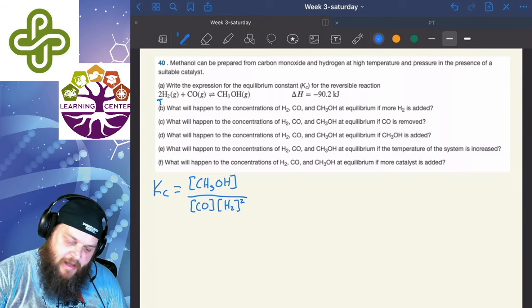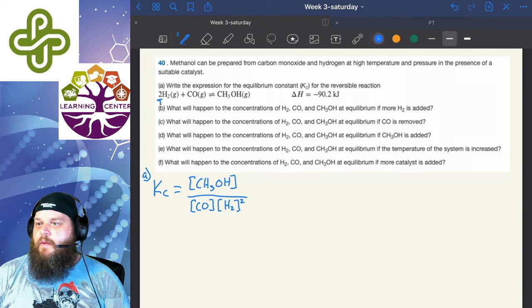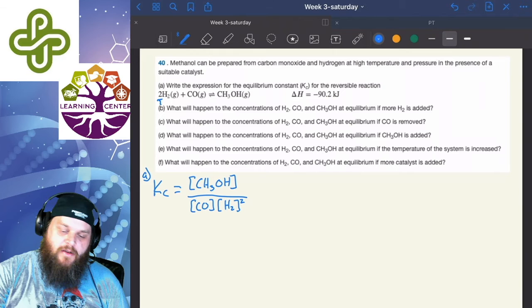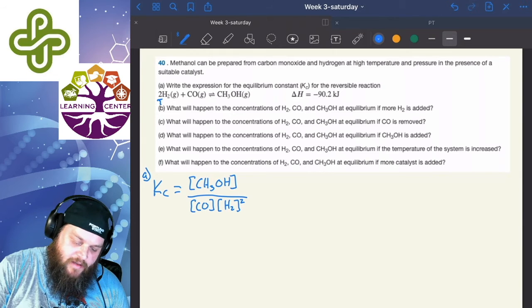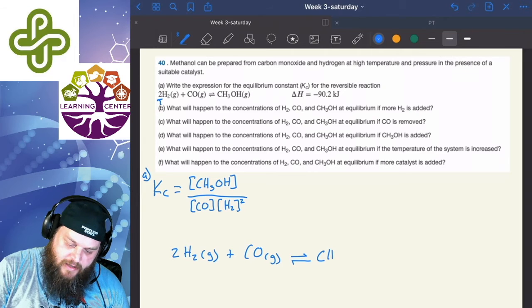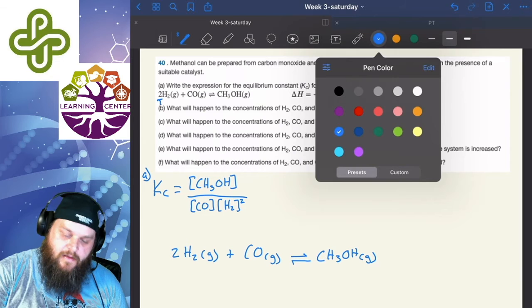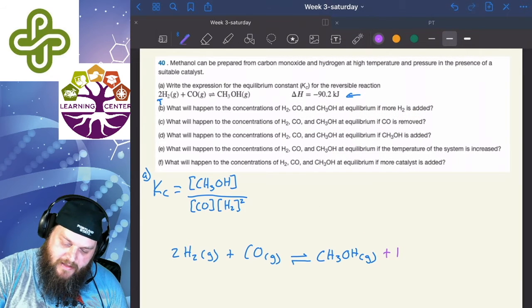So that's part A. Parts B, C, D, E, and F are all talking about what happens if I change something. So I'm going to go ahead and write out this equation that they have here: 2H2 gas plus CO gas is in equilibrium with CH3OH gas. And based on this, it's going to be exothermic, so I'm also going to add plus heat here.